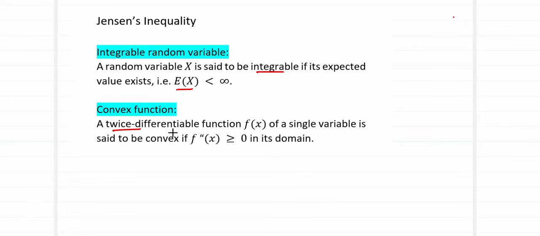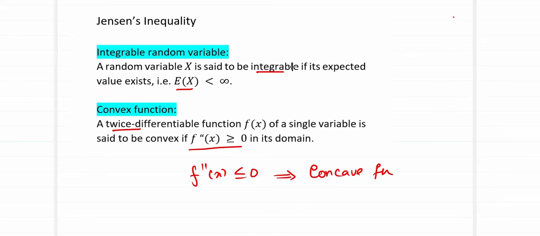The second definition which we are going to see is the convex function. A twice differentiable function, which means f double derivative of x exists, of a single variable is said to be convex if the double derivative of f of x is greater than or equal to 0 in its domain. So, given a function f of x, we can say whether it is convex or not if the double derivative is greater than or equal to 0. What will happen if the double derivative is less than or equal to 0? Then you call such a function f of x a concave function.